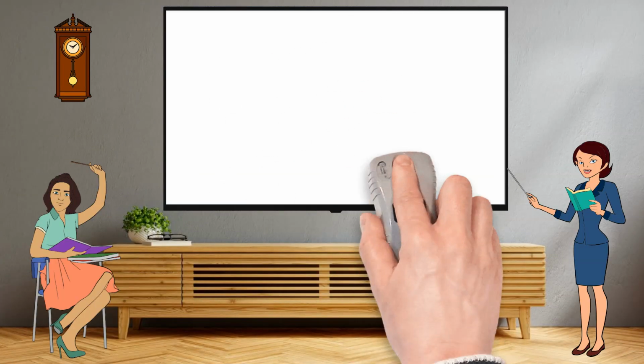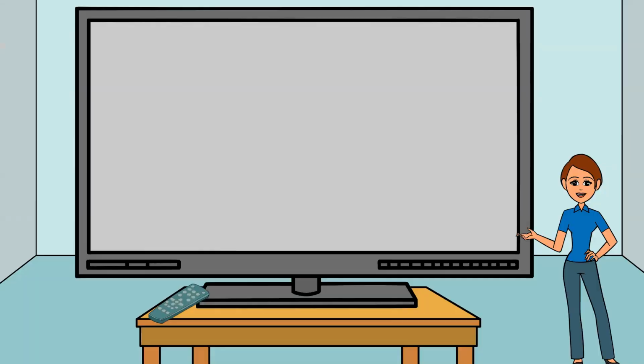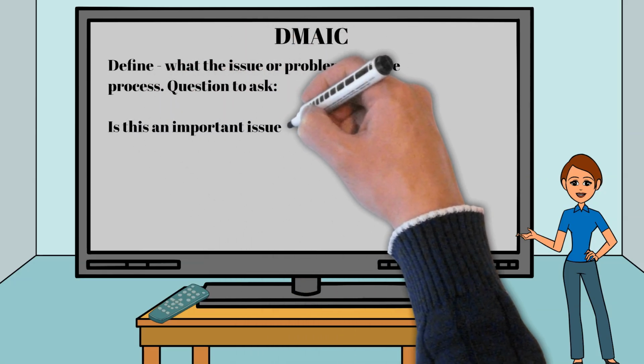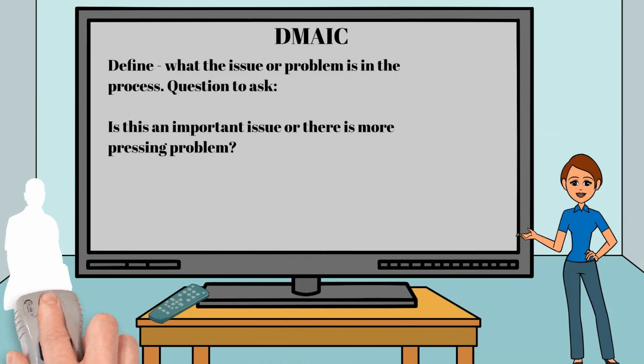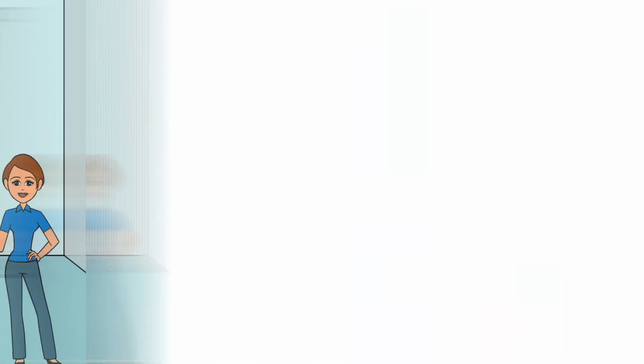DMAIC methodology is well aligned with scientific method, and it is a solid framework to run medium to large quality improvement projects. DMAIC stands for Define, Measure, Analyze, Improve, and Control. So let's review each step. Define. First, you need to define what the issue or problem is in the process. And a good question to ask: is it an important issue, or are there more pressing problems?